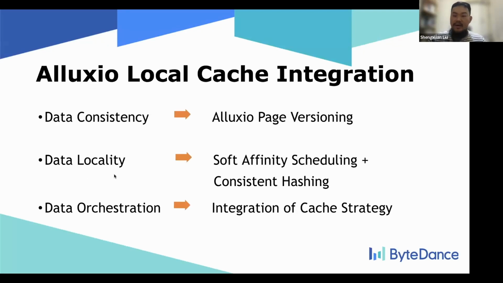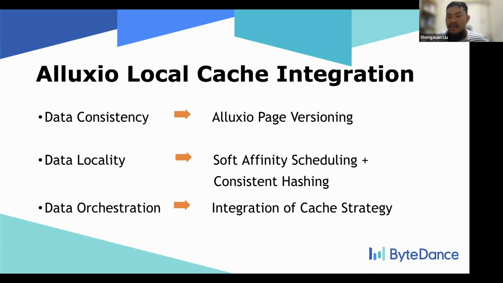Now I will talk about how we integrate the Alluxio Local Cache into our Presto, and I will mainly divide it into 3 components. The first is data consistency. Data consistency means how we make sure that we are reading the correct data and not reading dirty data. Secondly, data locality.